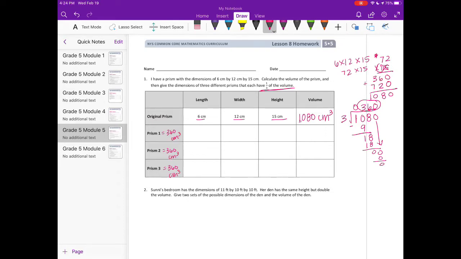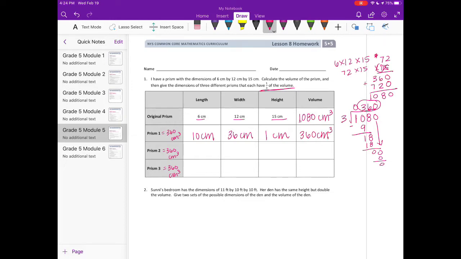So I'm just thinking of 3 things that will multiply to be 360 centimeters cubed. First of all, I see that it ends in a 0, which means that I can multiply it by 10. So I'm going to make this 10 centimeters. So 10 centimeters times 36. 10 times 36 would be 360. So I can make this 36 centimeters and this 1 centimeter.